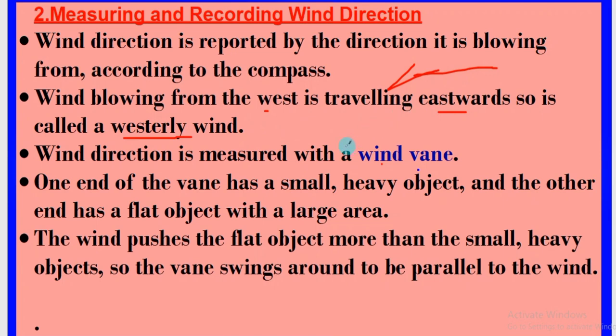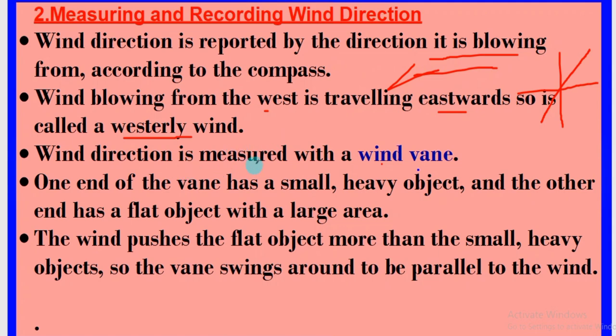If wind blows, for example, from northeast towards southwest, it is called northeasterly winds. Therefore, the wind direction is reported by the direction it is blowing from. So we can name wind direction from its sources.